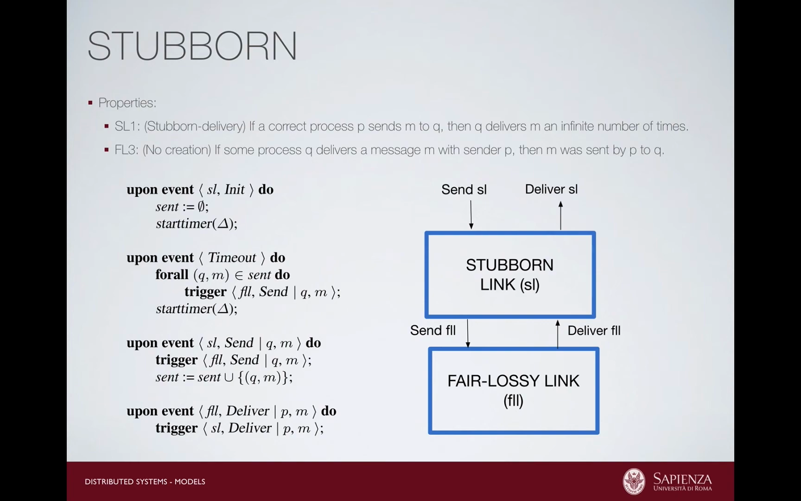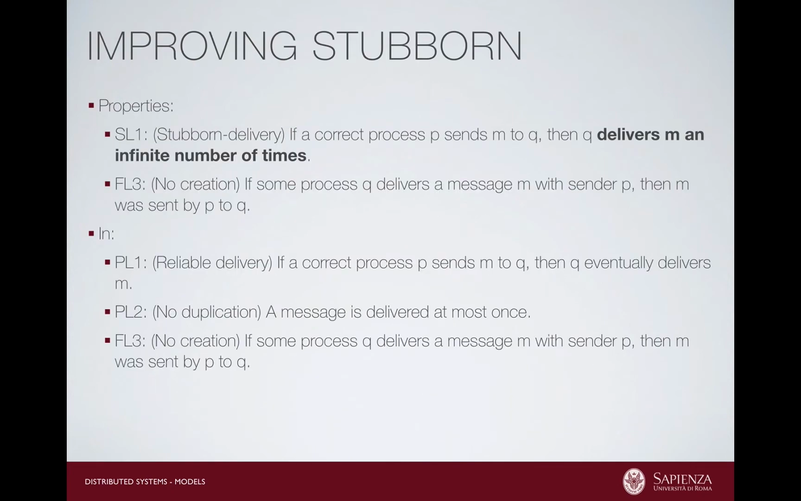And then the no creation property is really easy. Our algorithm respects no creation because the fair lossy link respects no creation. So we don't need to write any code for the no creation property because we inherit the property of the link that we are using, that is fair lossy. Fair lossy does not create any message, and also our link, for this same reason, does not create any message. So as homework, try to prove in a formal way the stubborn delivery property, using the fact that you have an infinite cycle in this timeout handler and that you have a fair lossy link below.